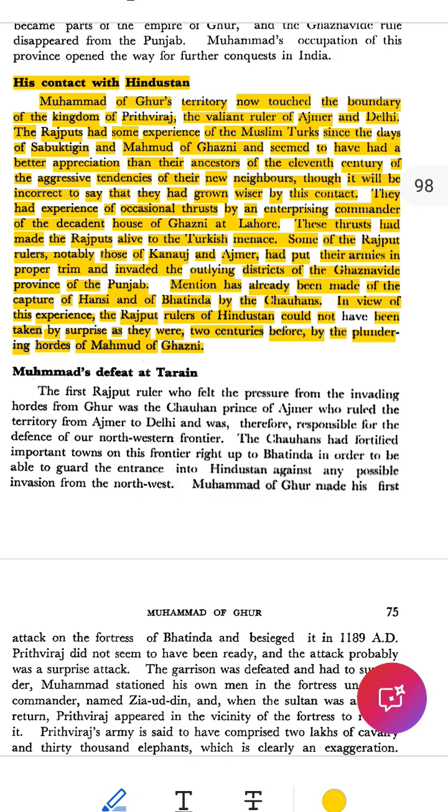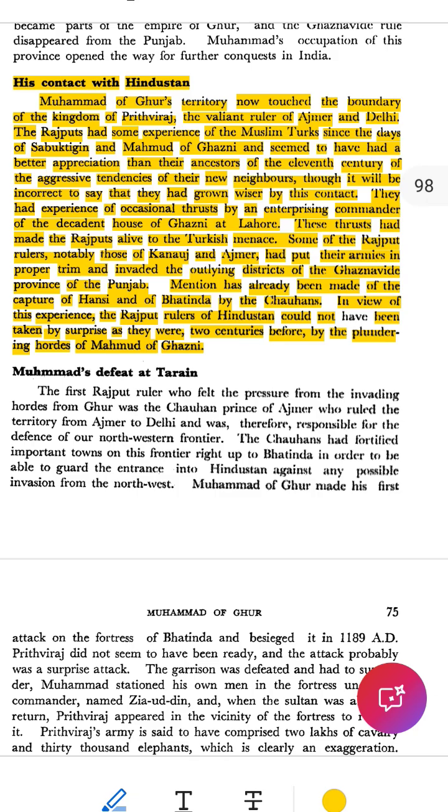1. His contact with Hindustan. Who is he? Muhammad of Ghur, a Muslim king from Central Asia, near present-day Afghanistan. He was slowly growing powerful and moving his armies toward India, which was called Hindustan in older times. What does contact with Hindustan mean? It means he came near India or started getting involved in Indian politics and wars. His empire started to touch or reach the border of Indian kingdoms.